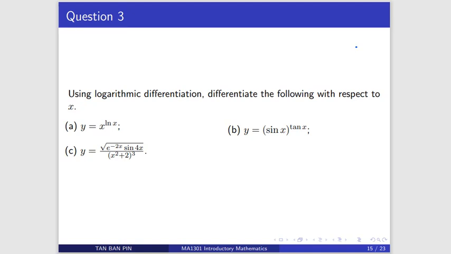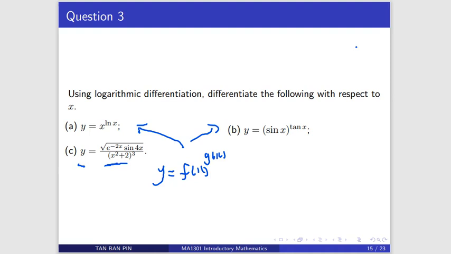Question 3c asks you to differentiate y equals square root of e power minus 2x sine 4x over x squared plus 3 plus 2 power 3. Although this question is not of the form y equals f(x) power g(x), compared with parts A and B, both of which are of this form, we use log.